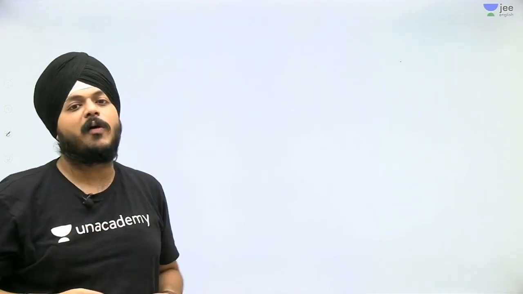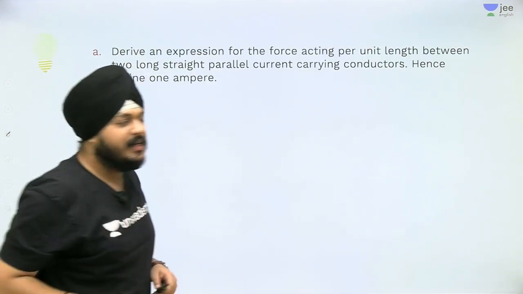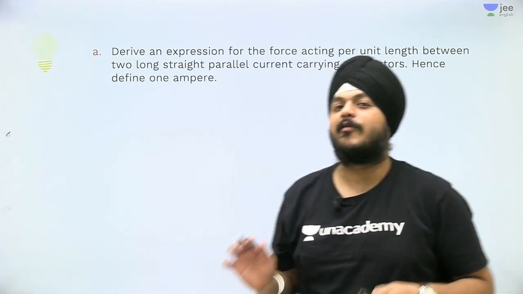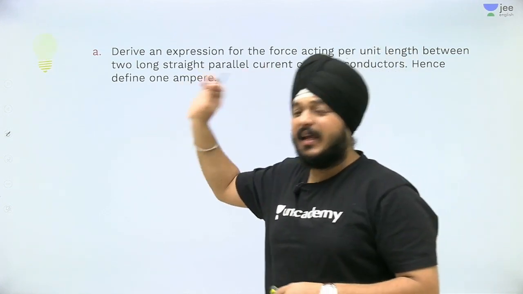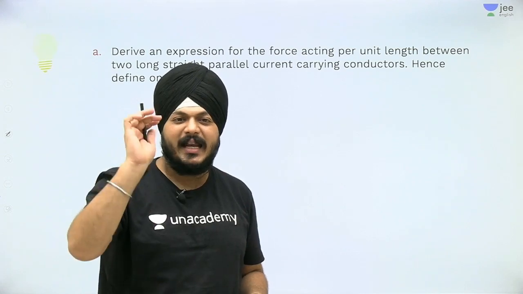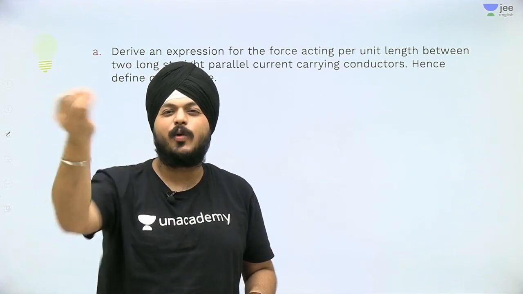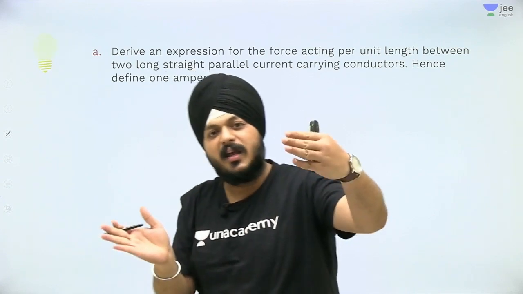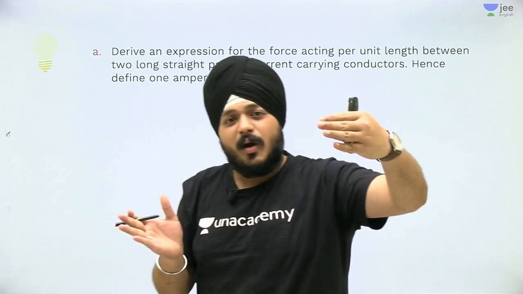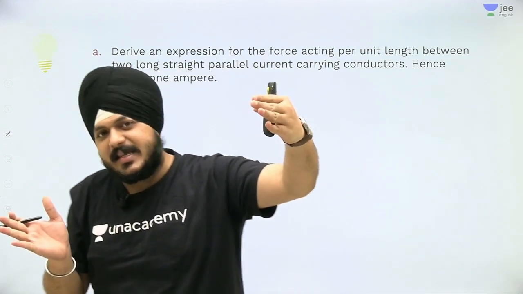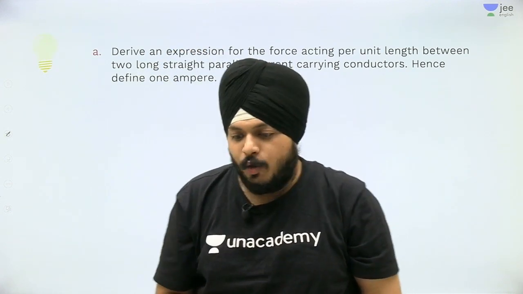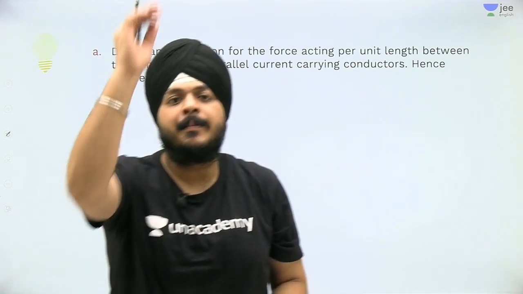Okay guys, so moving forward to the next part. Derive the expression of the force acting per unit length between two long wires. This is direct theory of magnetism and matter. We have seen this kind of theory directly. Two current carrying conductors are separated by distance d. So what is the amount of force acting between them?